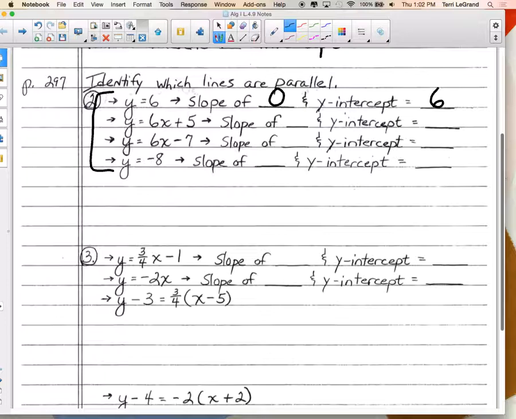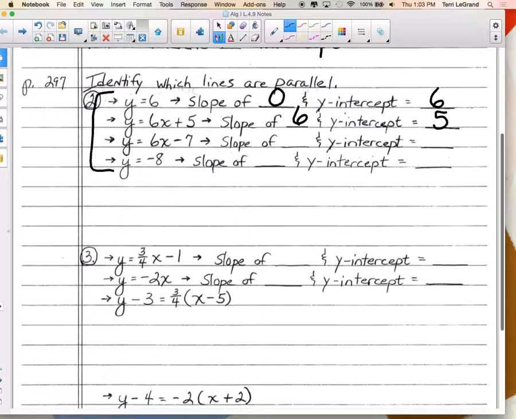Okay? How about our next equation? Y equals 6x plus 5. What's its slope? 6. And its y-intercept is 5. Are these two lines parallel? Why not? They have different slopes. They have to have the same slope, don't they?